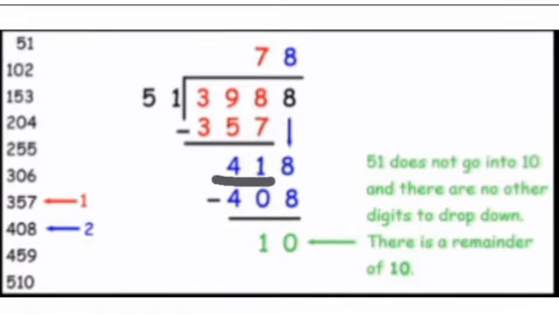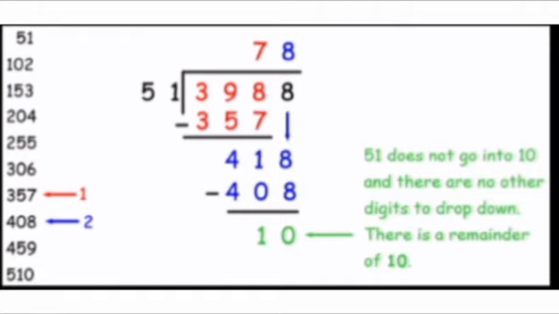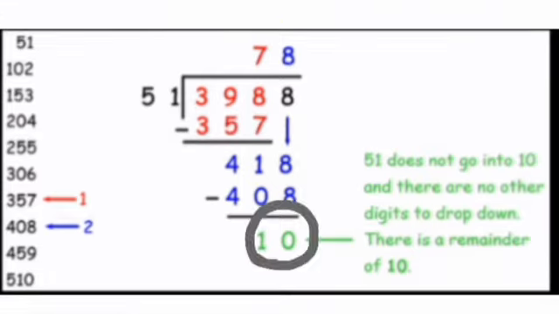Now 41 is smaller than 51, so we bring down the next number 8. Now it makes the number 418. Now read out the table of 51. You will get 51 8s are 408. Now 418 minus 408, you will get 10. Students, you can see 51 does not go into 10 and there are no other digits to drop down. So there is a remainder of 10.